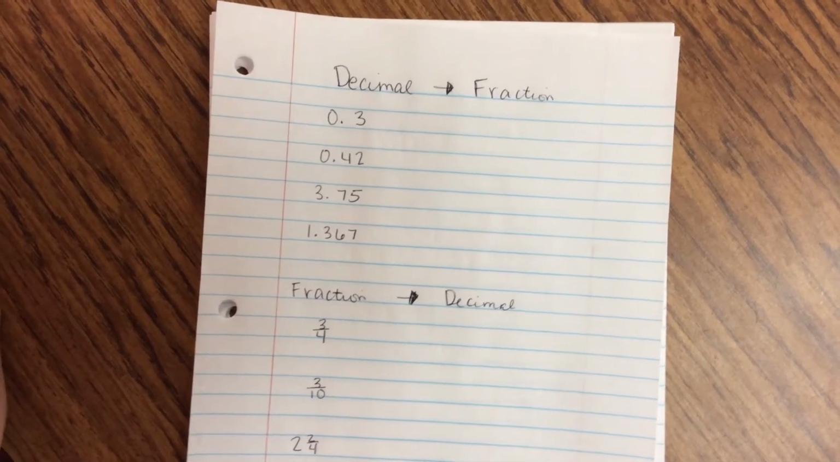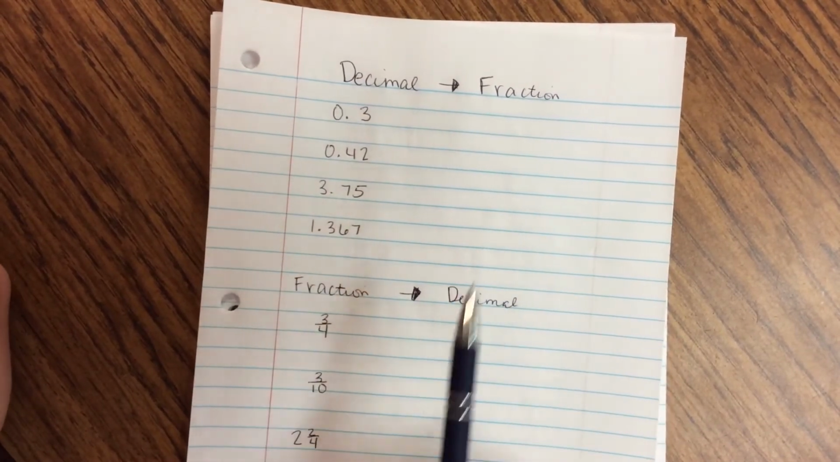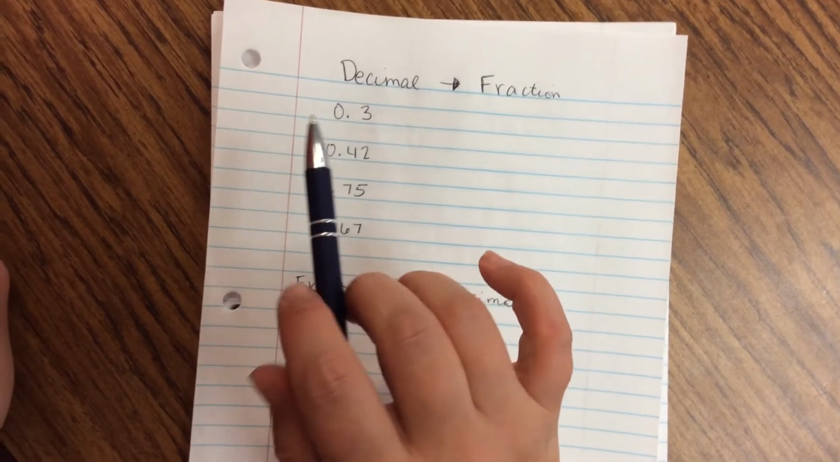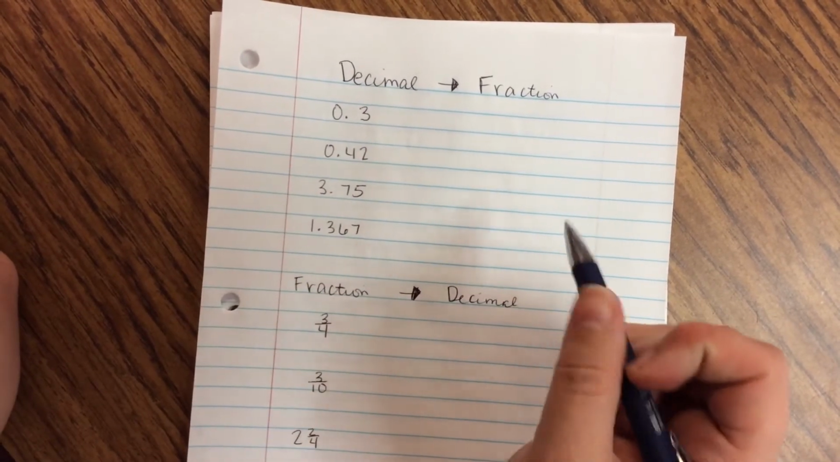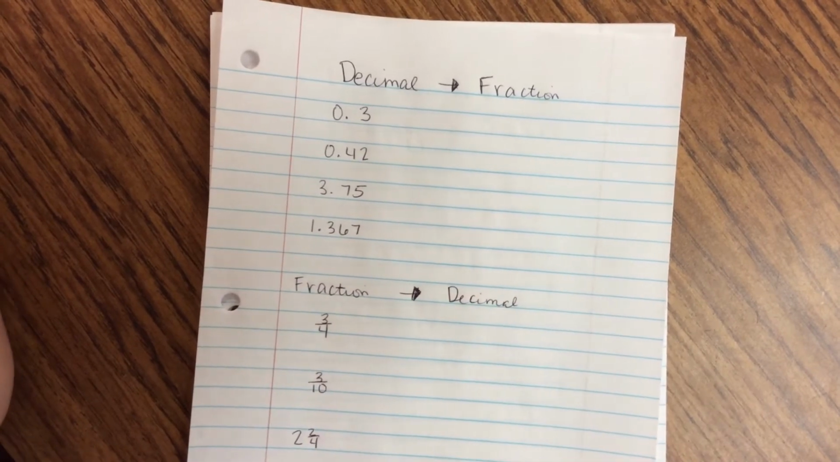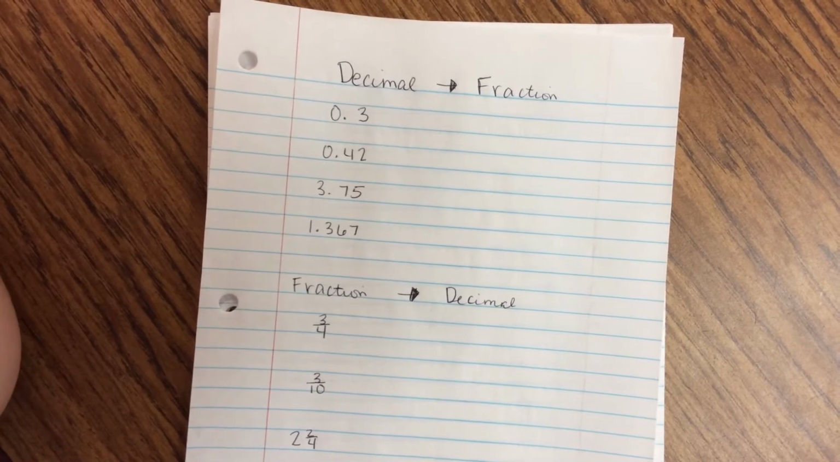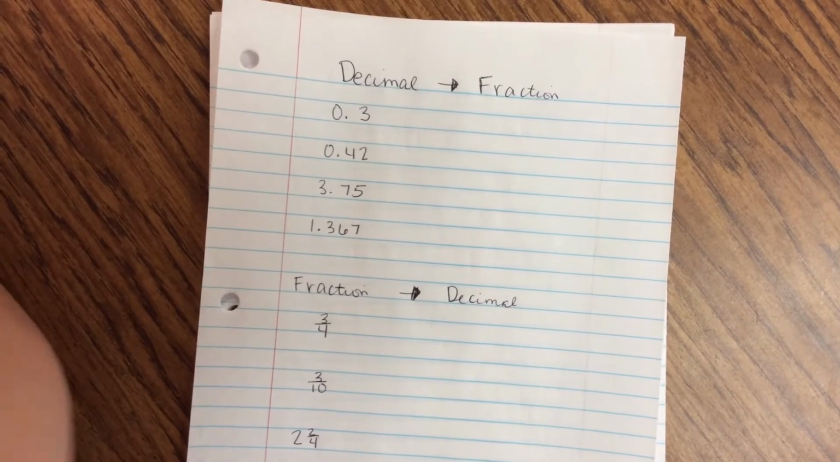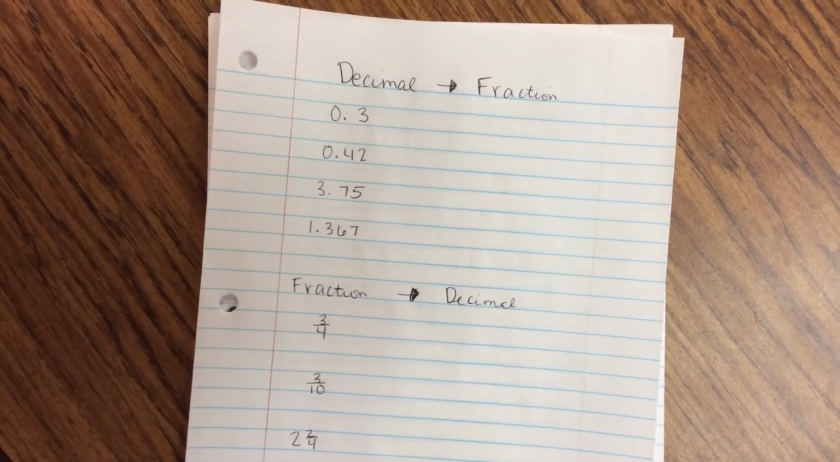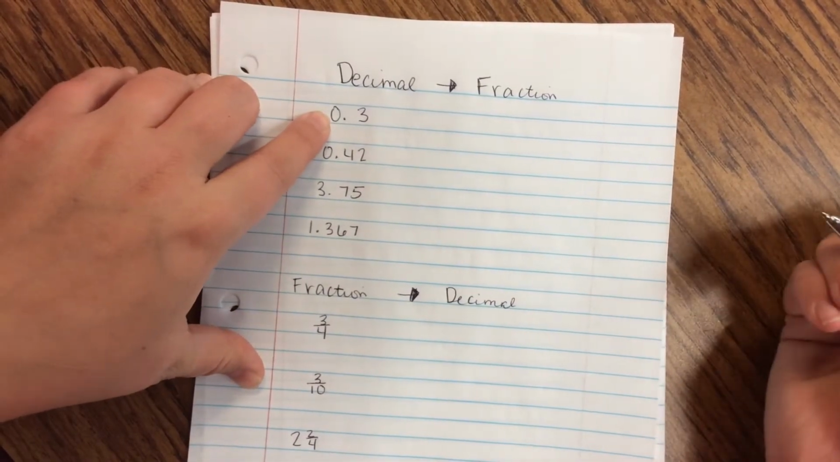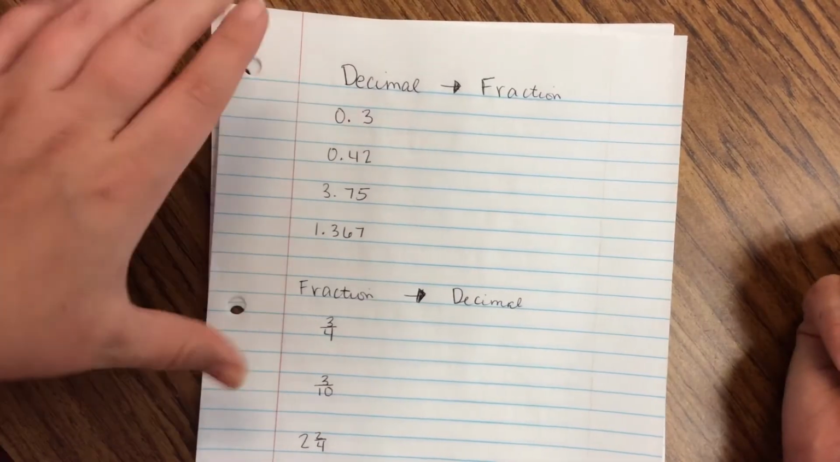Let's talk a little bit about going from a decimal to a fraction, and from a fraction to a decimal. One of the most important things about going from a decimal to a fraction is you really have to understand place value. If you have a hard time understanding place value, you're going to have a hard time going from a decimal to a fraction. My first decimal number is 0.3.